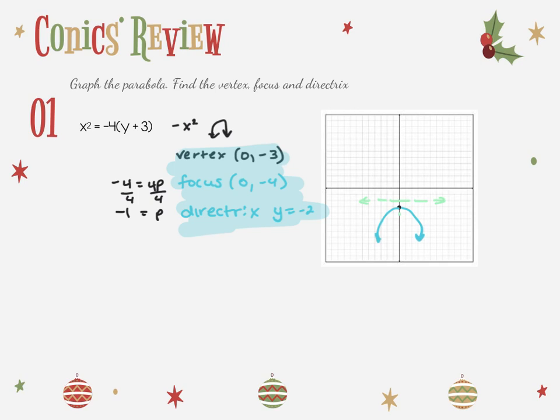I go down 1, and that's my focus. I go up 1, and that's my directrix. So remember, focus is a coordinate point, (0, -4), and directrix is a line, y equals -2.